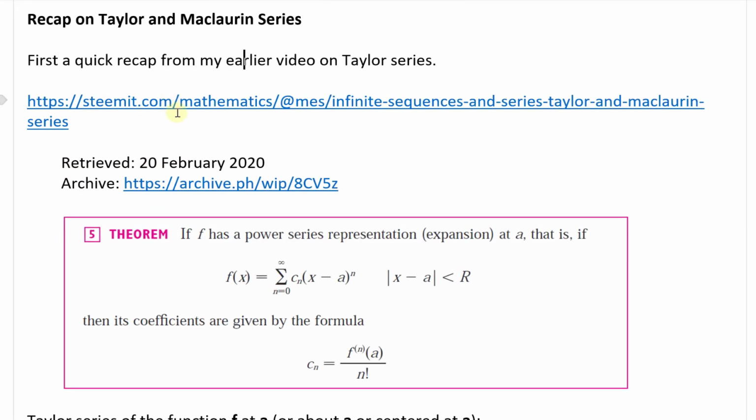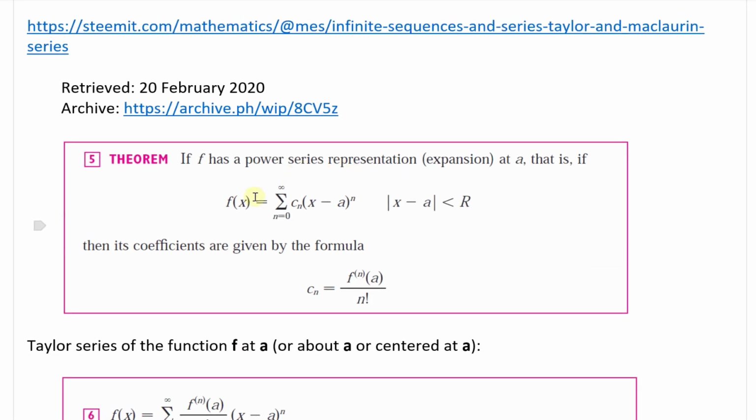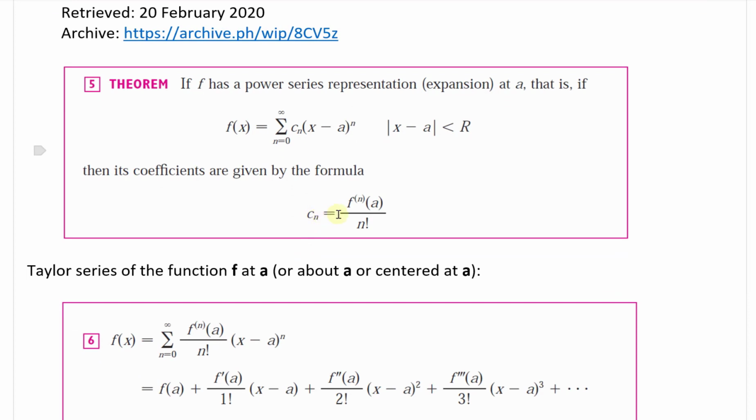Alright, first a quick recap from my earlier video on Taylor series. Here's a link to that video, and I just took screenshots from my calculus book. Theorem: if f has a power series representation or expansion at a, that is, if f of x equals the summation from n equals 0 to infinity of c sub n times x minus a to the power of n, where the absolute value of x minus a is less than R, the radius of convergence, then its coefficients are given by the formula c sub n equals the nth derivative of f at a, divided by n factorial.